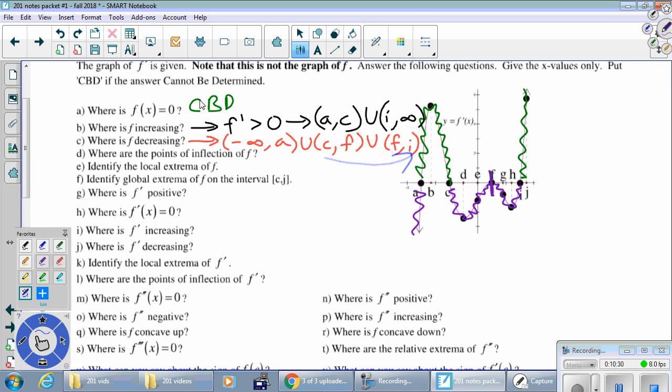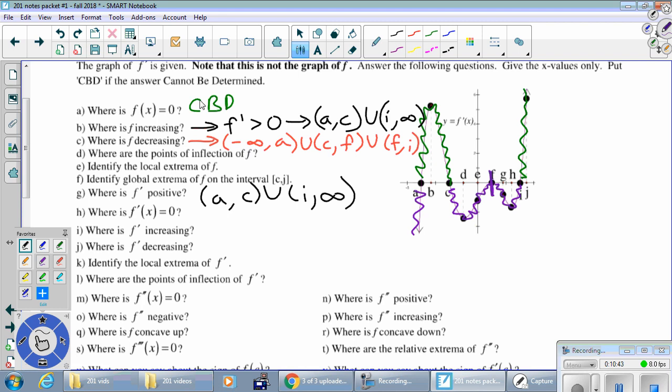Okay, just while it's up there, let's skip down to G, which says where is f prime positive? So I think we just did that. That's the same as our answer to B, from A to C, and then from I to infinity. Even if you use square brackets in part B, you must use open parentheses in part G, because this specifically says positive. You cannot argue that f prime is positive at A. F prime is exactly 0 at A, so you cannot include it in that question.